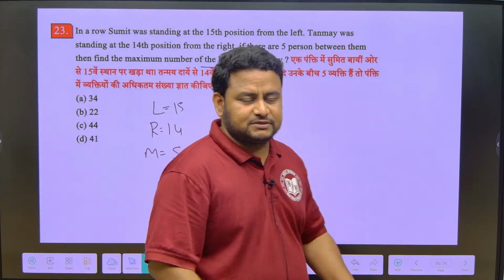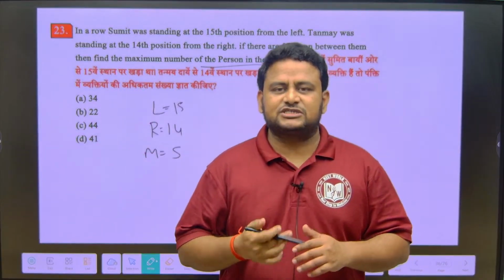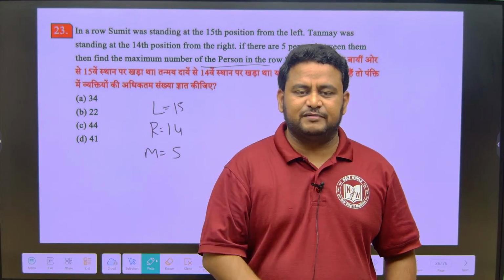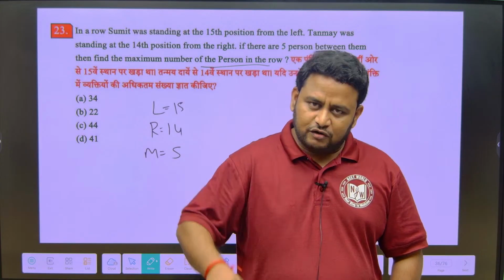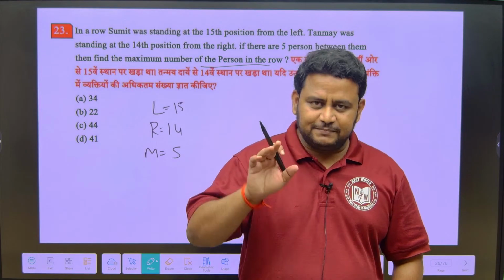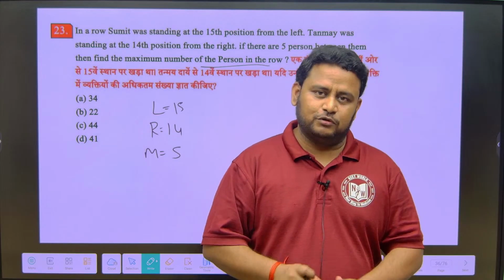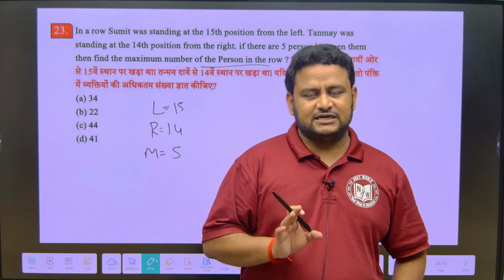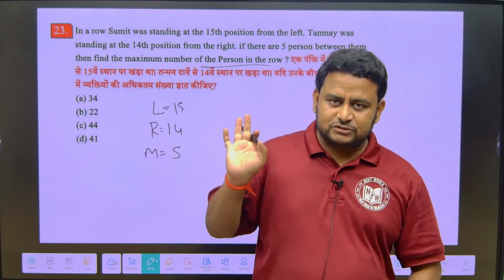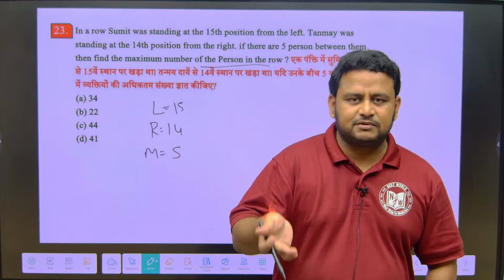In some questions, they will ask us to find the number of persons. They will not mention maximum or minimum. In such questions, what you have to do? You have to find both. Find maximum number of persons and minimum number of persons. In the options, you will have both. You have to go for the option containing both maximum and minimum. You will see such type of questions also. Here in this question, they only mentioned find maximum number of persons.